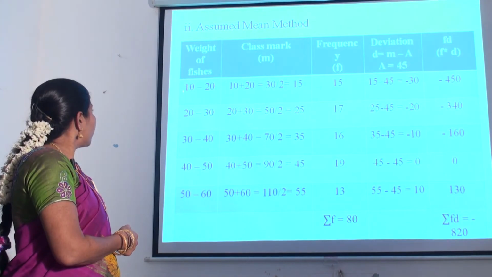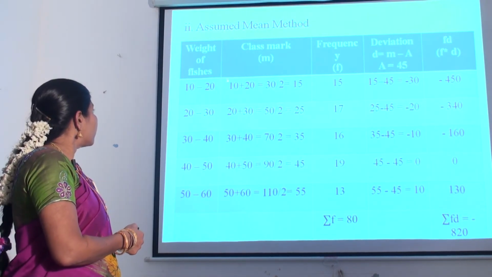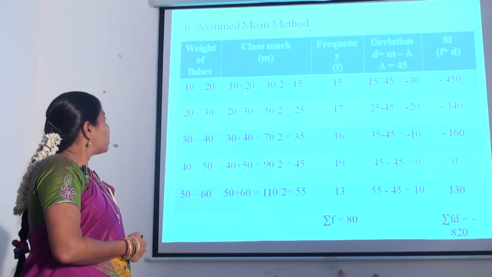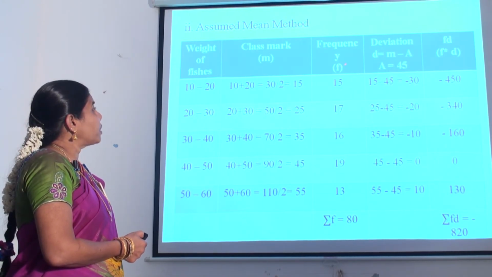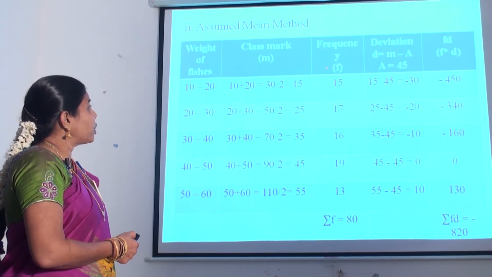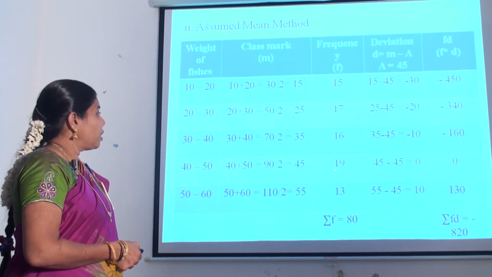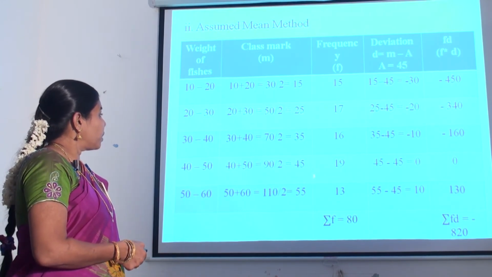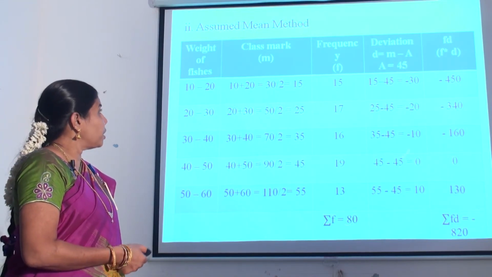The left side of the class interval is lower limit. The right side of the class interval is upper limit. The formula of mid value is lower limit plus upper limit divided by 2. Next, in the third column the frequencies are entered, that is F, that is 15, 17, 16, 19, 13. We have to add all the frequencies. We get sigma F, which is 80.